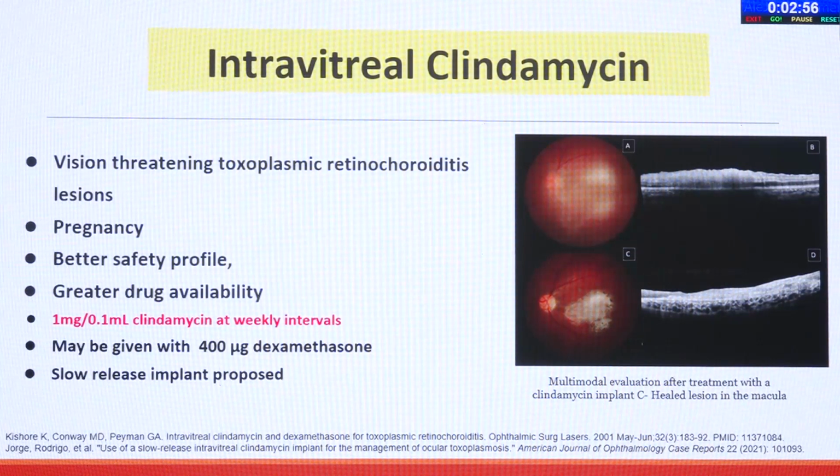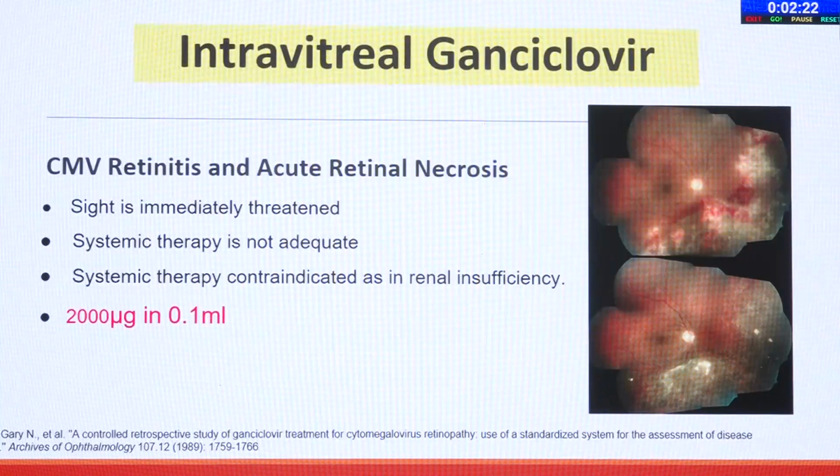Intravitreal clindamycin is a very good treatment option, though we give systemic treatment in many of the patients. But in pregnancy, it has a better safety profile, greater drug availability, and in macular threatening lesions or optic disc involvement, there is intravitreal clindamycin once a week, 1 milligram in 0.5 ml or 0.1 ml at weekly intervals, which is very useful. You give it with 400 microgram of dexamethasone, you may or may not give. I usually give it. And nowadays work is going on to get a slow release implant of clindamycin.